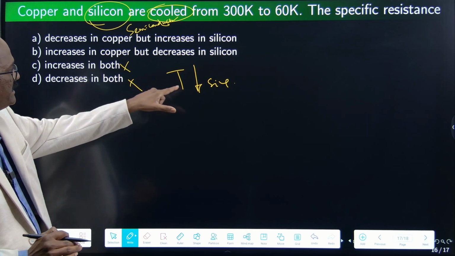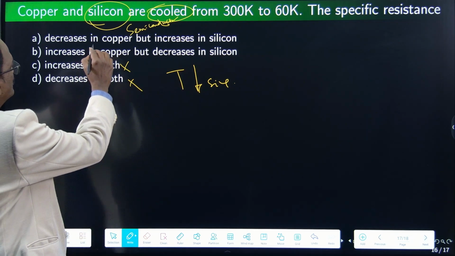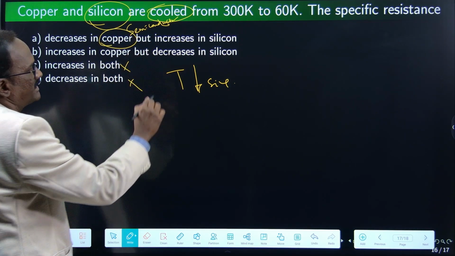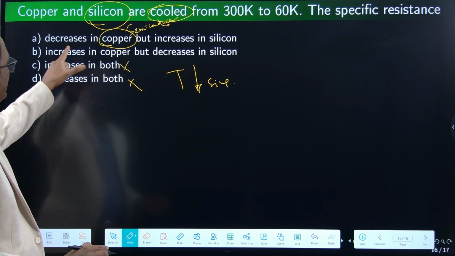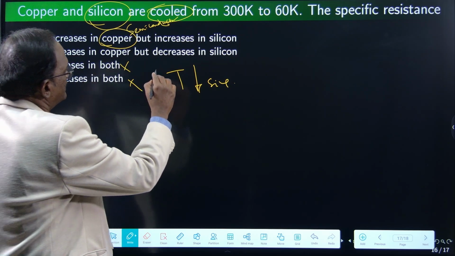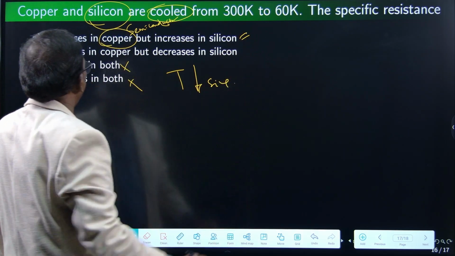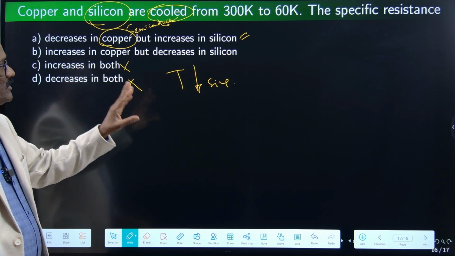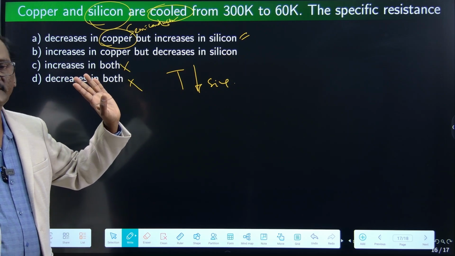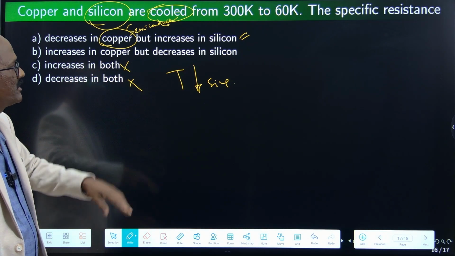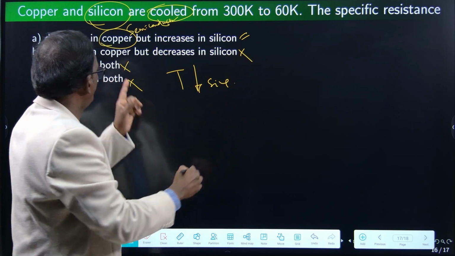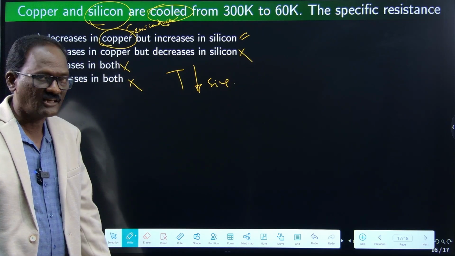Decreases in copper, since T is decreasing. So for a metal, it is directly proportional. Decreases in copper, increases in silicon: this is the correct answer. Increases in copper is a wrong answer, because T is decreasing, you are cooling it. Increases for both is definitely a wrong answer.